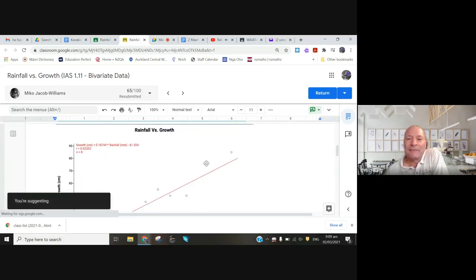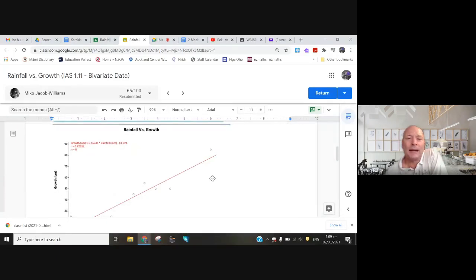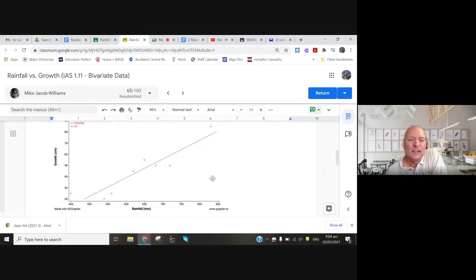Okay, so it did look like everybody was really good at making these graphs. Just want to talk about, so first off, trend. Since the data points go in roughly a straight line, we've got a linear trend. Now the association is either going to be positive or negative. As rainfall is increasing, we see the regression line going up, that means the growth is also increasing. So you will say, as the rainfall increases in millimeters, so does the growth.